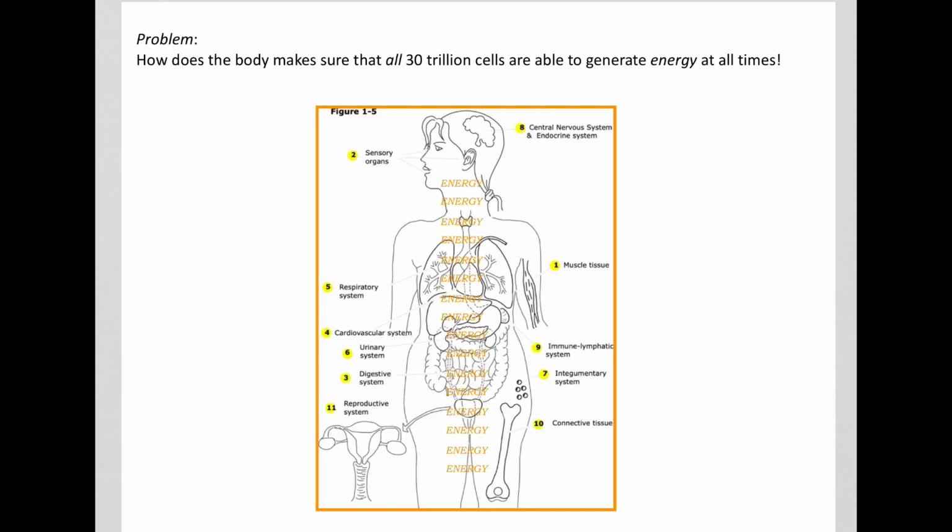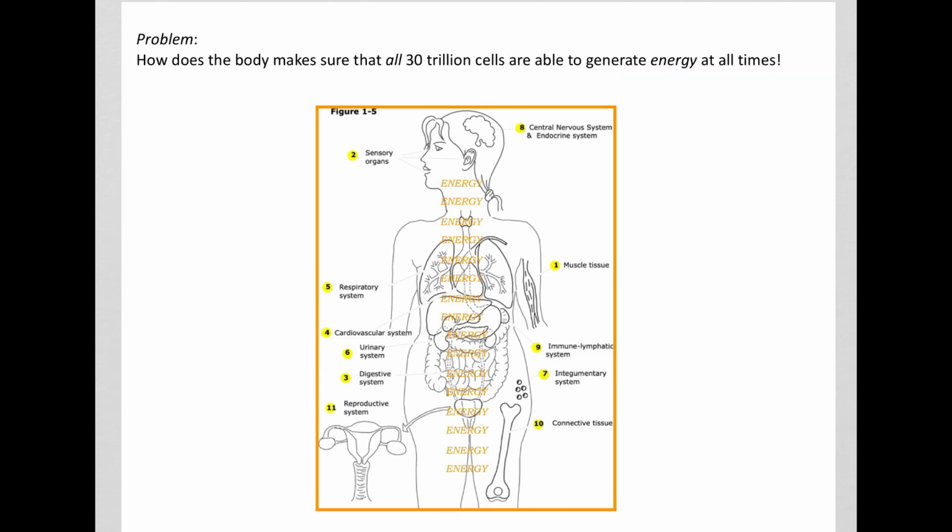So one of the most important principles of metabolism, one of the most important aspects about metabolism that we should consider is this problem here. How does the body make sure that all your 30 trillion cells from head to toe are able to generate energy at all times?